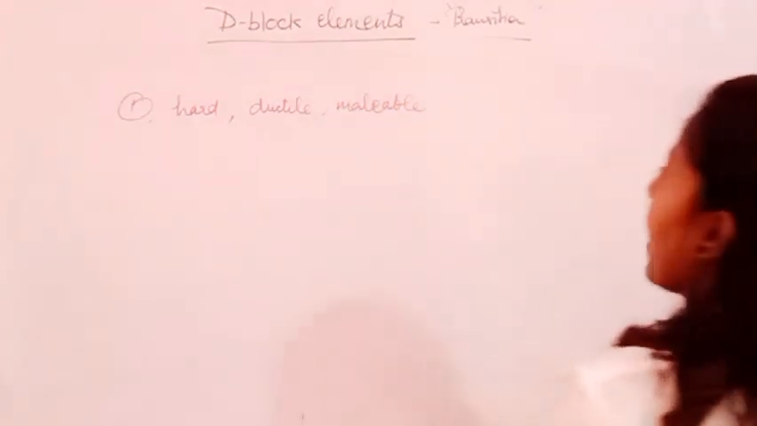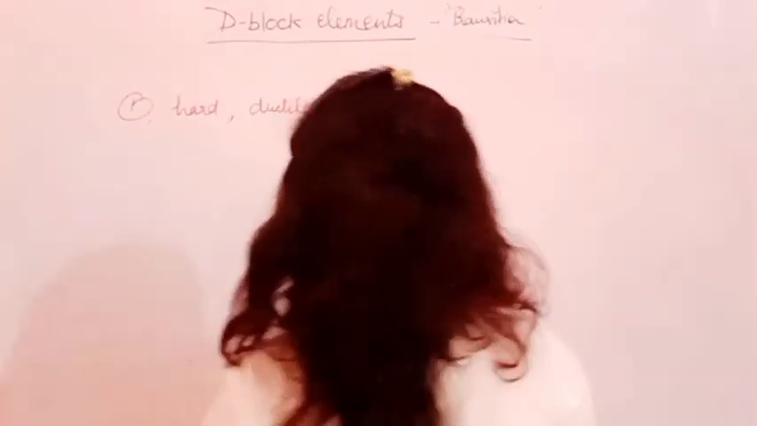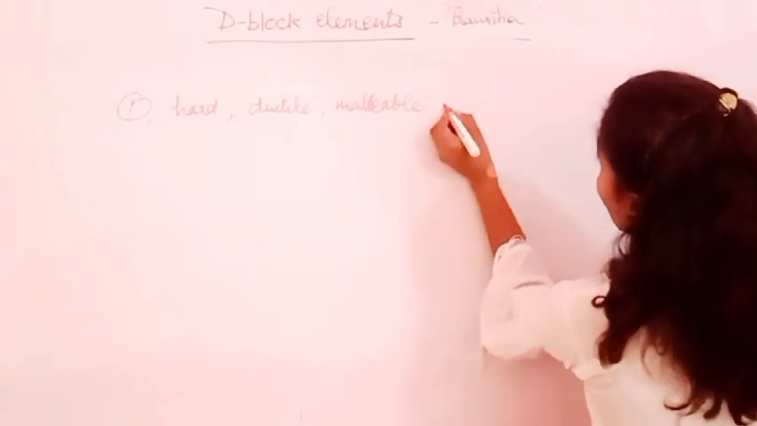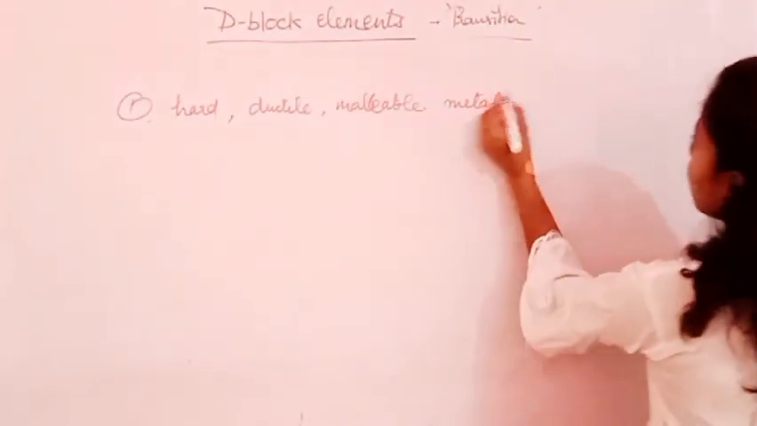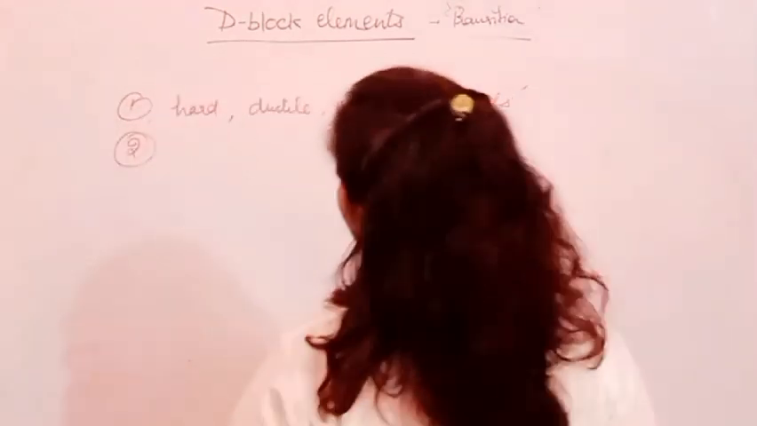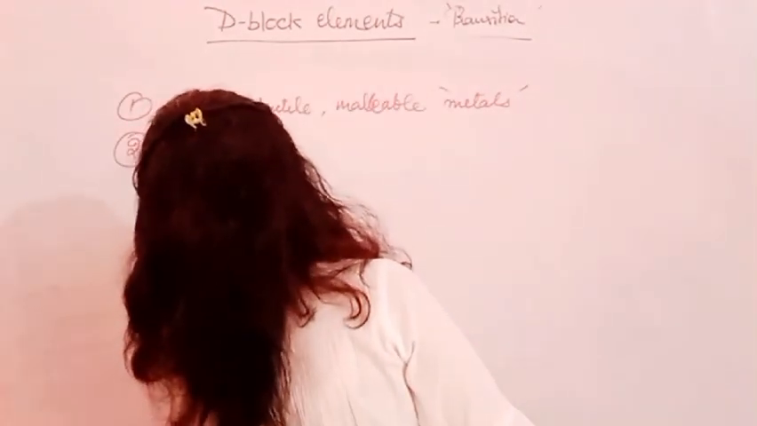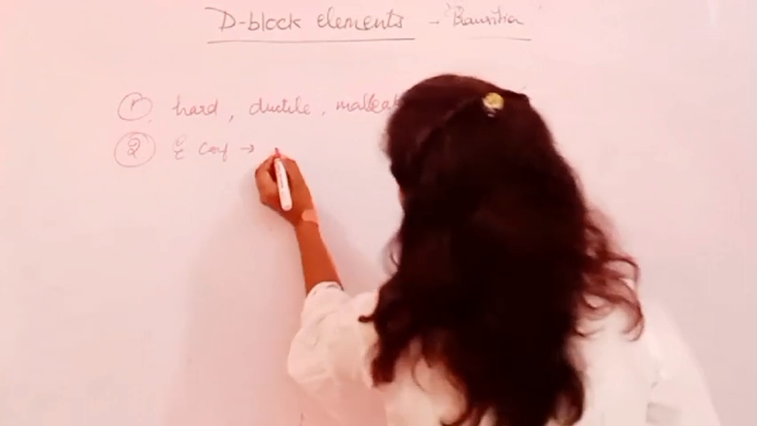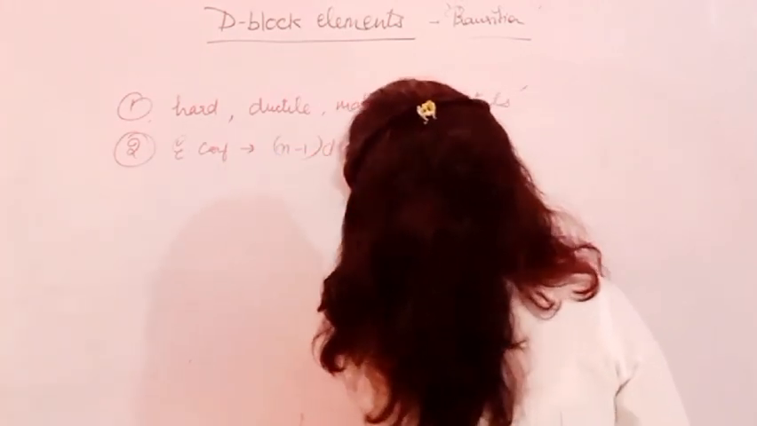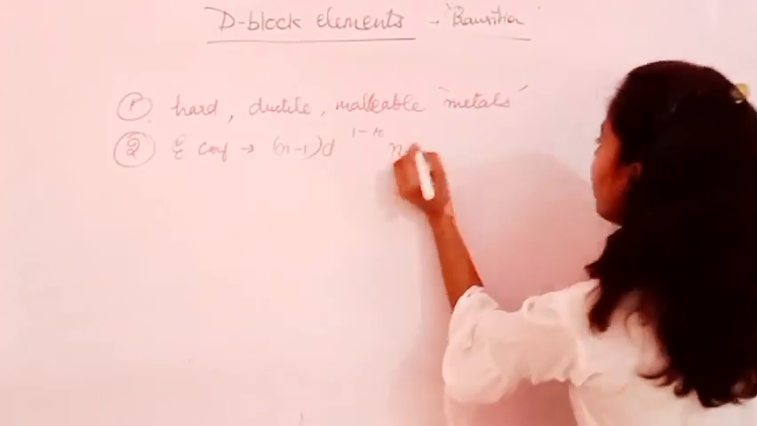ठीक है, D block element क्या है आपके? हार्ड, डक्टाइल, मैलिएबल मेटल. Talking about your second point for D block element, electronic configuration lies from (n-1) d 1 to 10 and your ns 0 to 2.